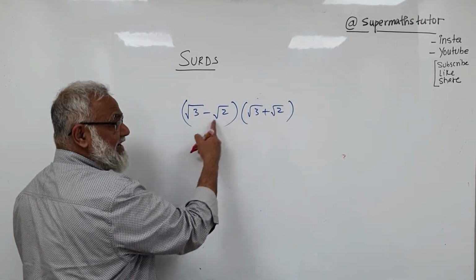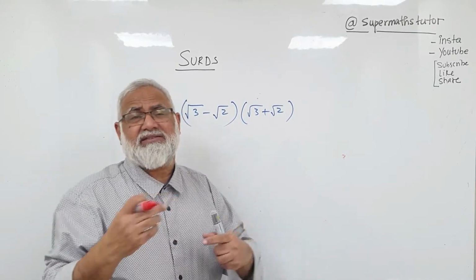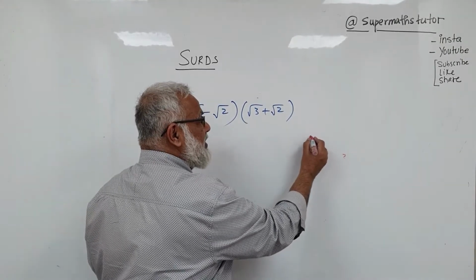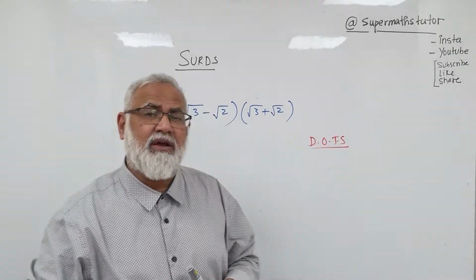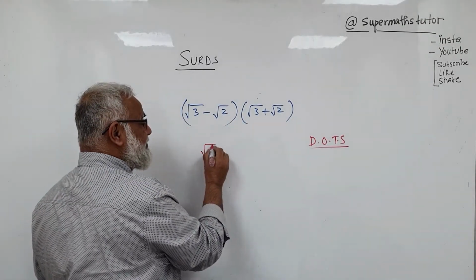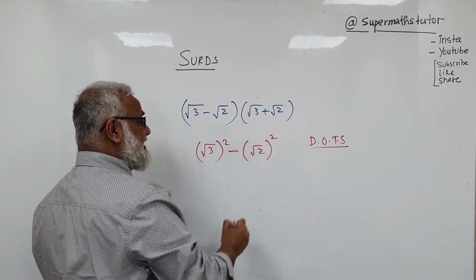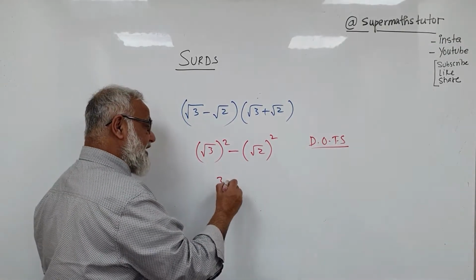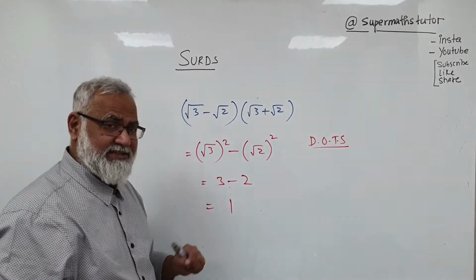If you see two exactly the same things, but one with a minus sign and one with a plus sign, or I can say another word, opposite sign, then I simply use a formula called DOTS. Do you remember DOTS? Difference of 2 squares. The square of the first always minus the square of the second. Did I tell you root 3 squared? Yes, you're right. Root 3 squared is 3. And so is 2 squared. So what is the answer? 1. That is the answer.